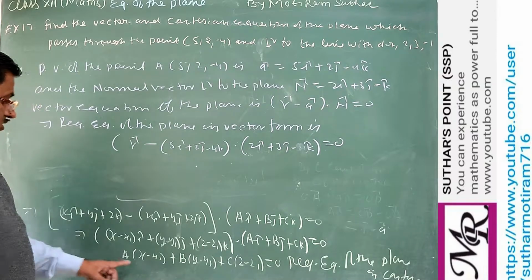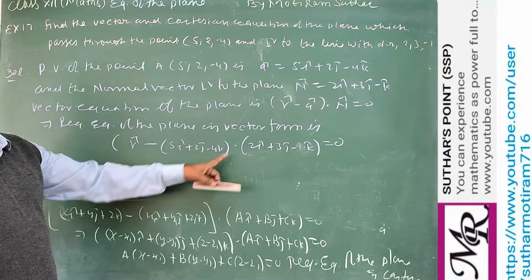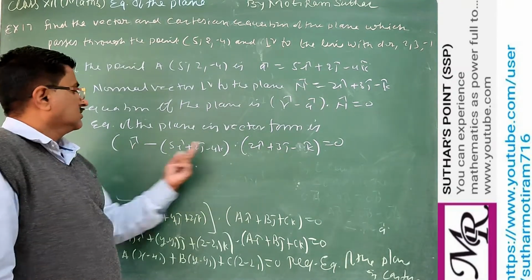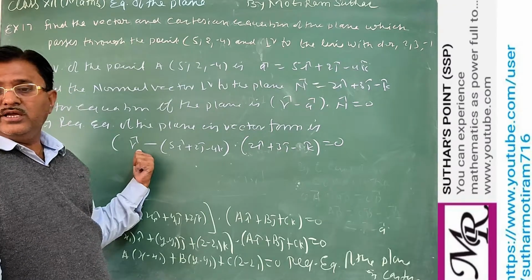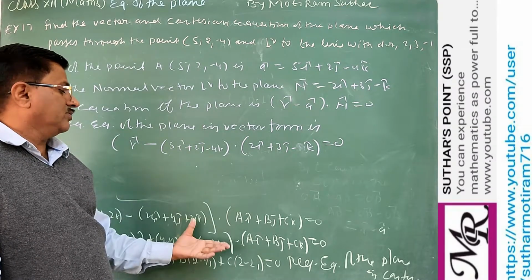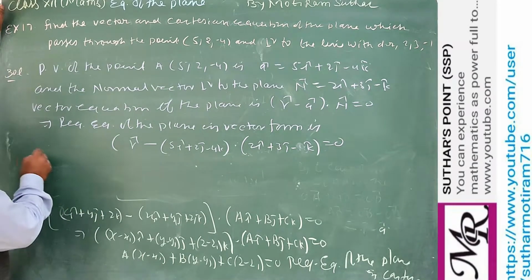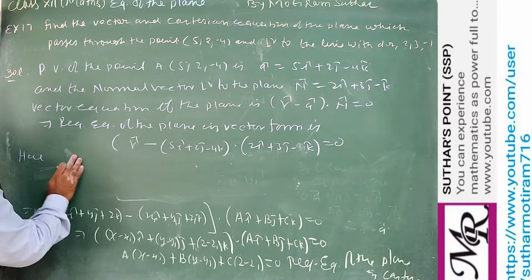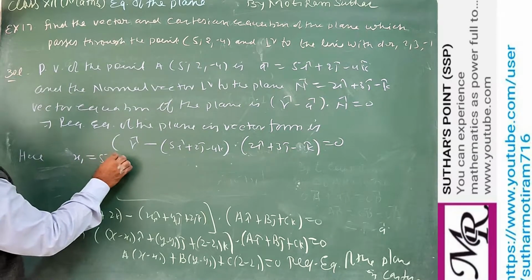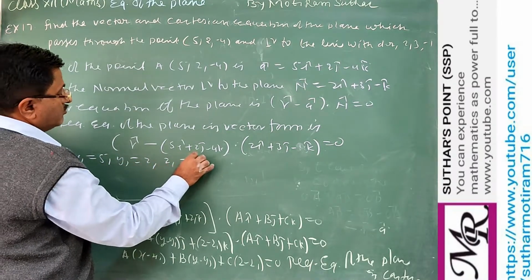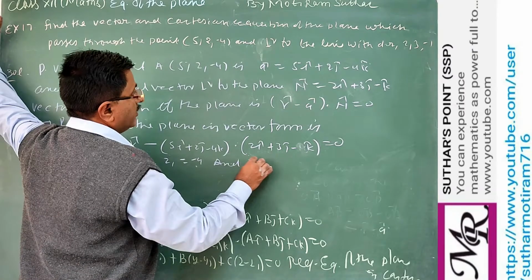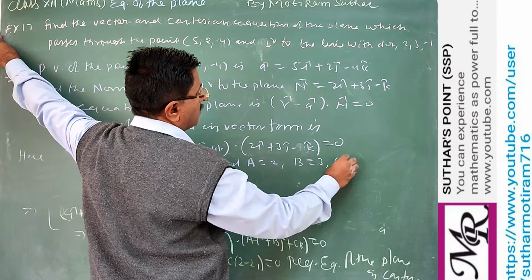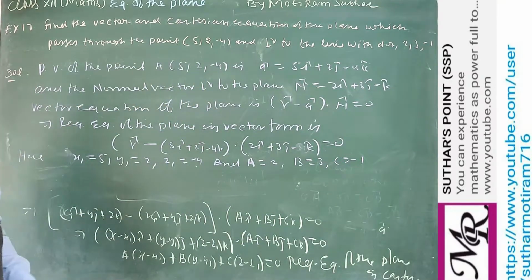Now either you can use this formula directly, or you can convert this into Cartesian. There are two methods to write the Cartesian form of this. Either you multiply this and put the value of r as xi plus yj plus zk and simplify, or you can use this. Here point coordinates x1 equal to 5, y1 equal to 2, z1 equal to minus 4, and a equal to the first direction ratio, b the second, and c minus 1. So now we use this formula to find this one.